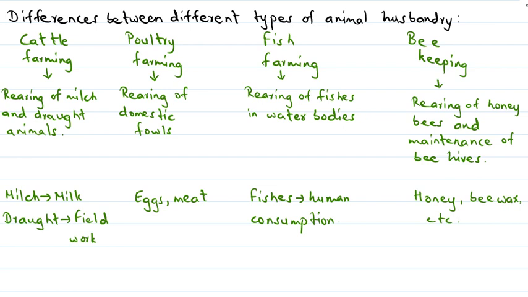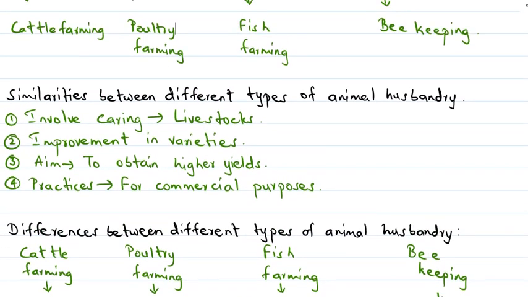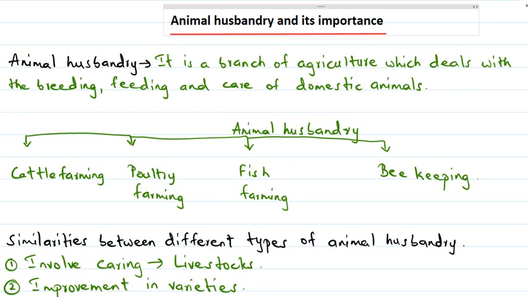Alright? So now let's quickly revise everything that we have covered today. Today we discussed what is animal husbandry. We saw different types of animal husbandry. We discussed the similarities between these different types of animal husbandry, and we also discussed the differences between them. So how do we define animal husbandry? This animal husbandry is actually a branch of agriculture, and this branch of agriculture deals with breeding, feeding and taking care of domestic animals.